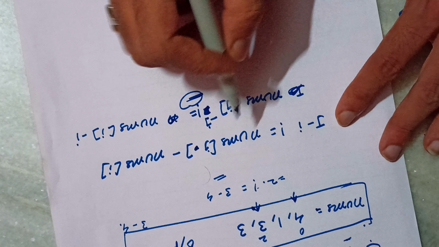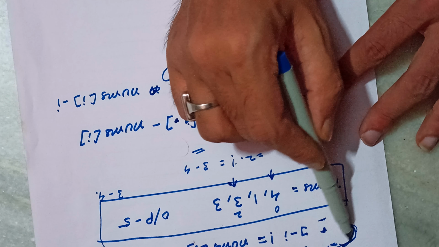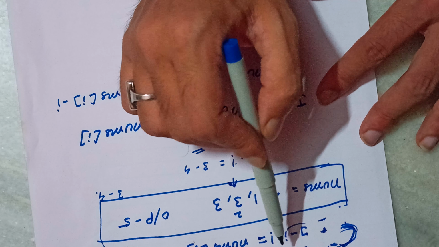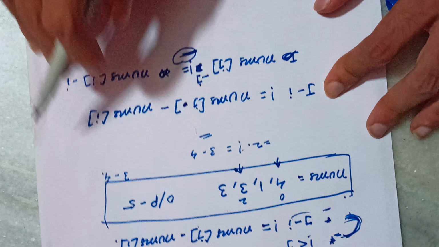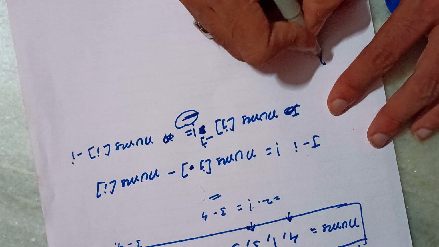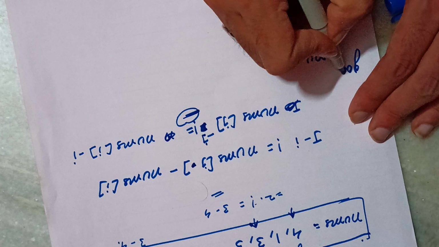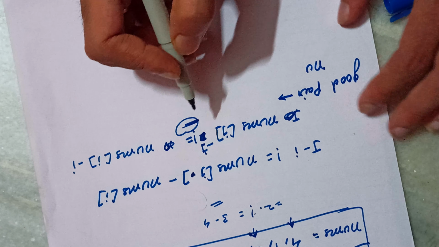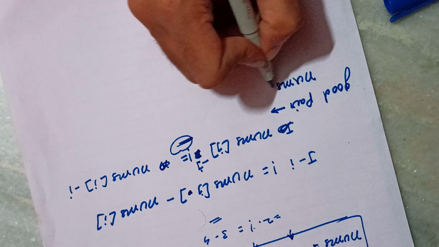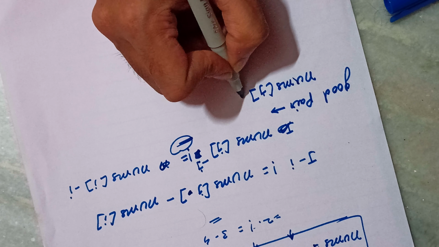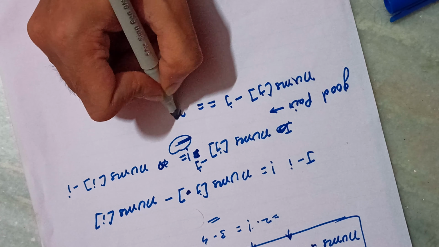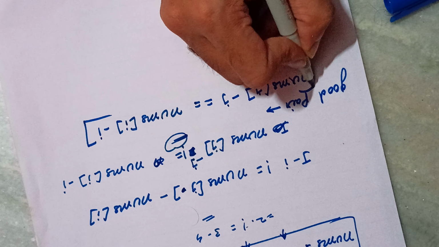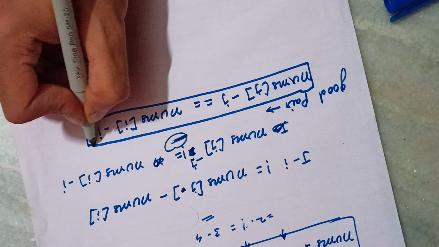What we can do is find the good pairs instead of the bad pairs. A good pair is one which satisfies the opposite of one of these conditions. We need to find the good pairs first and then subtract them from the total pairs. So for a good pair the formula will be nums[j] minus j is equal to nums[i] minus i. So this will be our good pair.